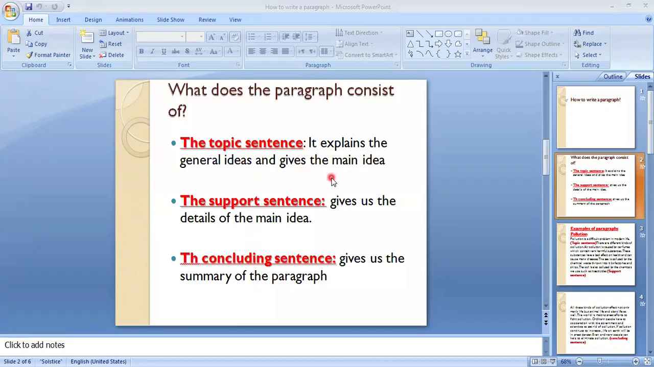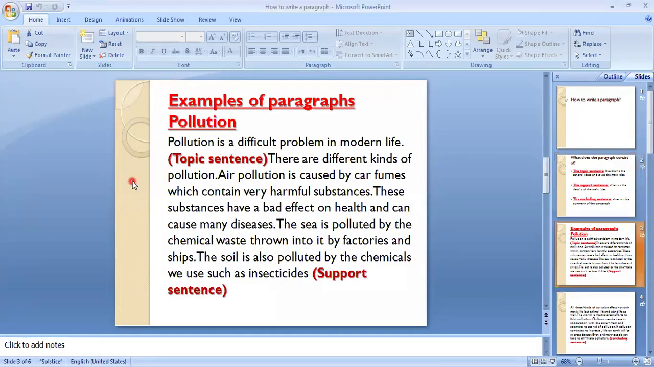So here is the topic. The next step is support. I have an idea, and the support gives the details about this idea. Concluding sentence means the summary, or the brief of what I want to give you from the paragraph. I give you a sample of a paragraph about pollution. This is an example of the paragraphs that we have in this part. Here we talk about pollution.